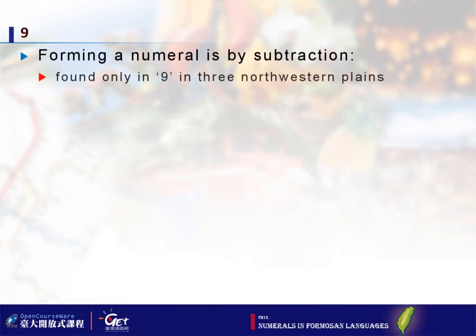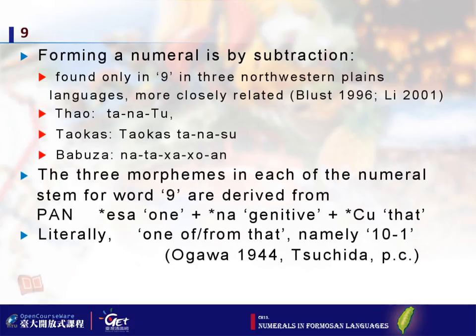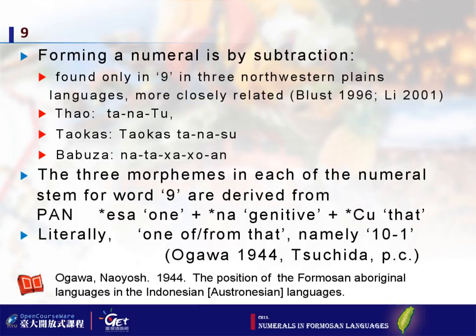Now, let's go to the number 9. There are only 3 Formosan languages that talk about 9 by subtraction, actually. Okay? The 3 morphemes in each of the numeral stems for 9 are derived from 1 followed by a genitive marker followed by that. So it's actually 1 from that, namely 10 minus 1. So 9 is formed by 10 minus 1.